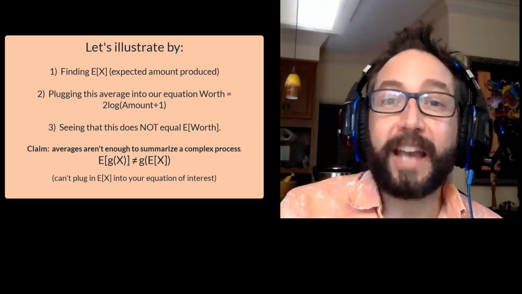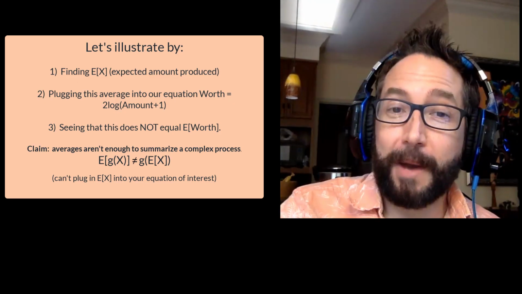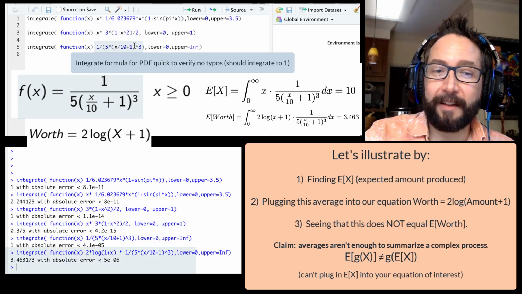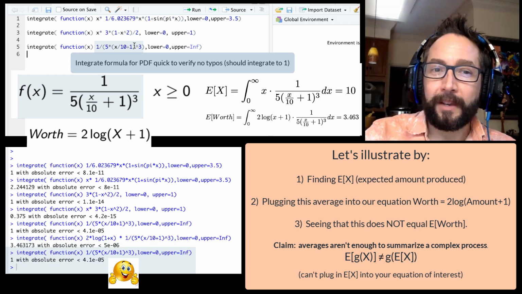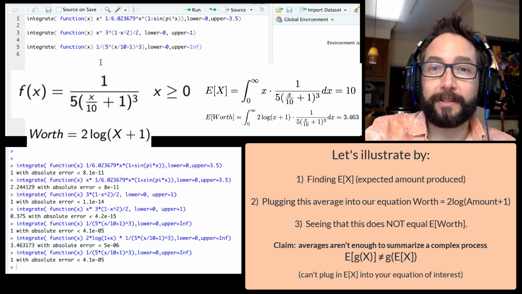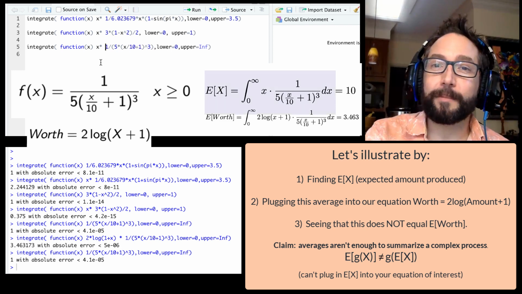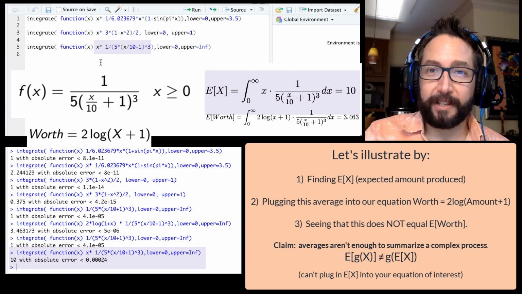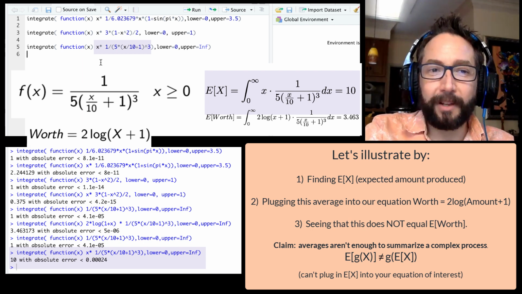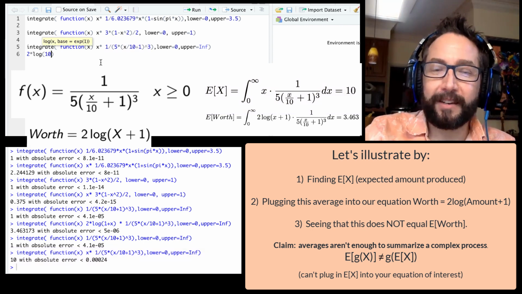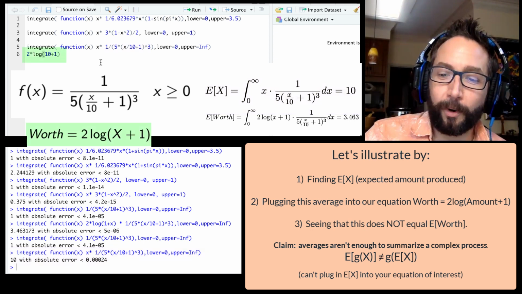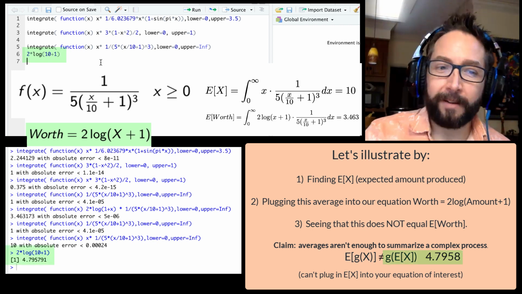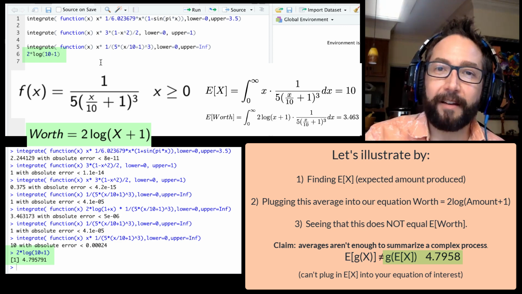Well, let's go ahead and just calculate what the expected value of the amount of steel is that's being produced. So once again, I have my formula for the PDF, verifying that it integrates to 1. The expected amount of steel that's being produced is just the integral of x times my PDF. So it looks like, on average, 10 units of steel get produced. And if I were to straight up plug in that average value of 10 into my equation that relates it to the worth, I would get that the expected value of the worth, calculated the wrong way, is about 4.795.